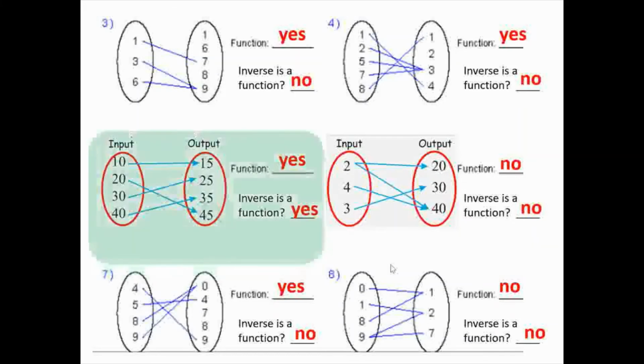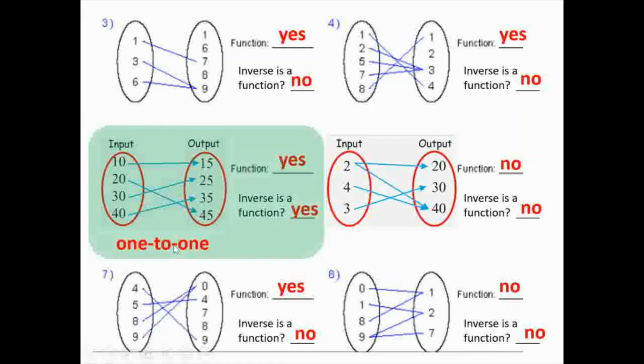Okay. Now let's focus on this one a little bit more. The only one of these that had yes and yes, where the original is a function and the inverse is also a function. And notice that one is 1 to 1. 1 leads to 1, okay? That is the only time where a function and its inverse will both be functions. The original relation and the inverse will both be functions when it's 1 to 1. If it's anything but 1 to 1, then you cannot have a function both ways.